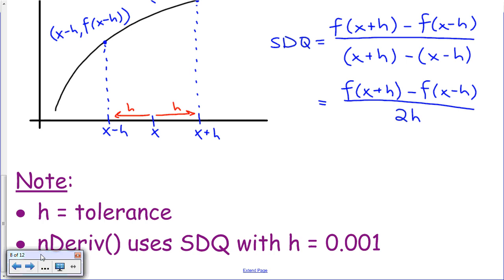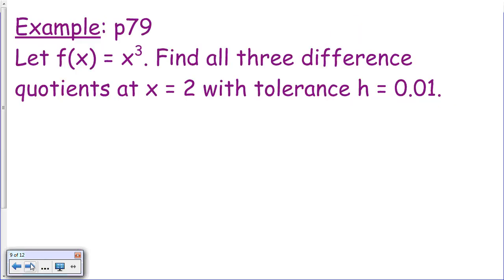All right, so let's take a look at an example and calculate some of these difference quotients here. This is on page 79 in the book. They give you a function, f of x is equal to x cubed, and they ask you to find all three difference quotients at x equals 2 with a tolerance of 0.01, which is what they've done in their example, so we're going to do that.